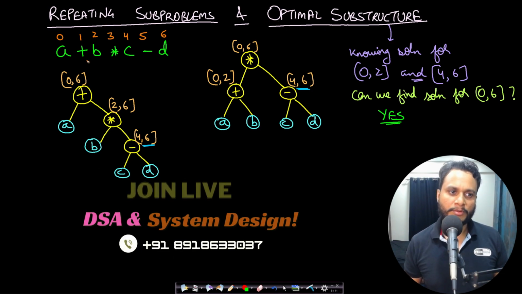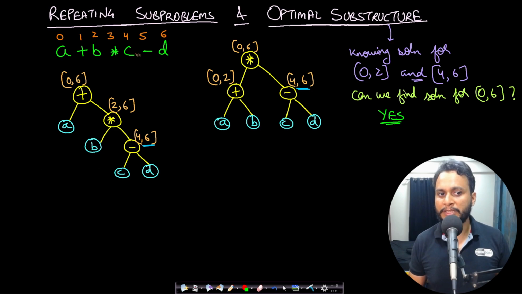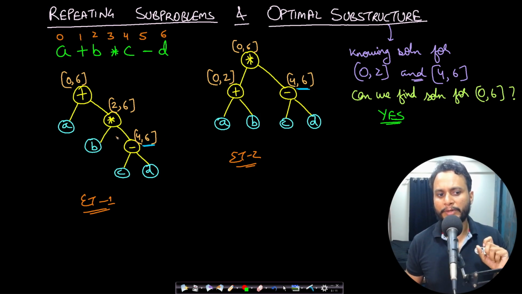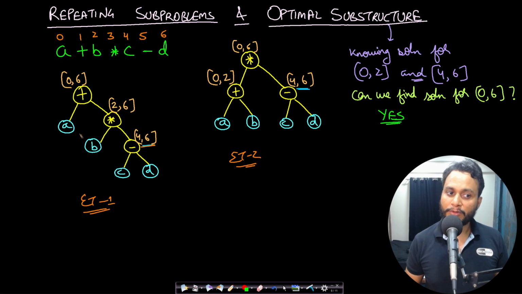Let's see the repeating sub problem. By taking an example of a plus b into c minus d, which is in the range of 0 to 6 because the length is 7. I have drawn an expression tree number 1 and an expression tree number 2. You can see that when I try to break using certain criteria, then there is a subproblem 4,6 occurring on the expression tree 1, and the same subproblem is occurring in the expression tree 2 as well. So I know that there are repeating subproblems. If you make a larger tree, it will be more prominent. Okay. Now what about optimal substructure? What do we mean by optimal substructure?